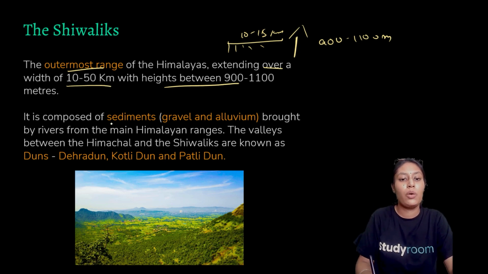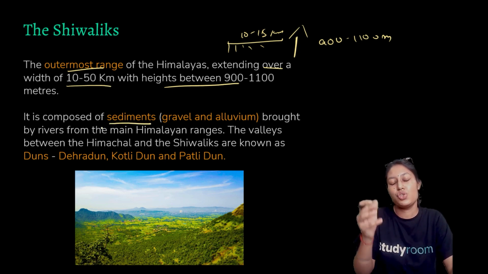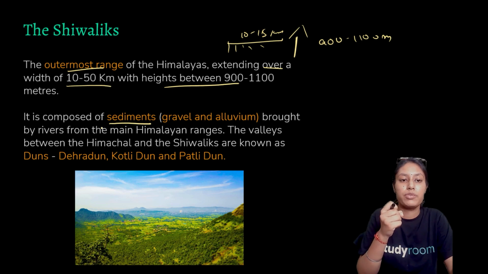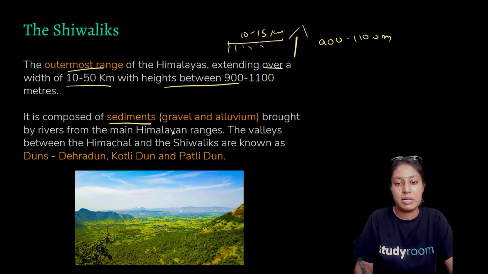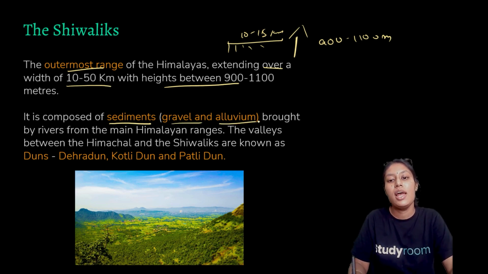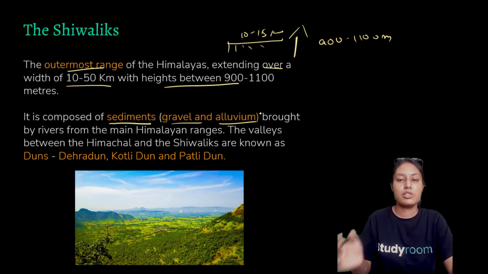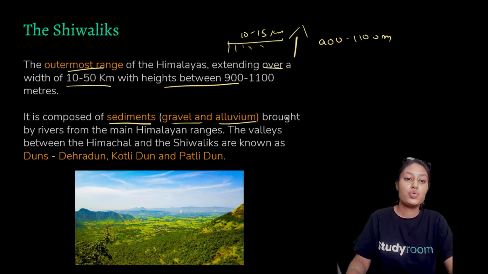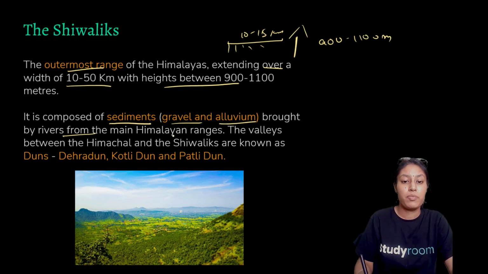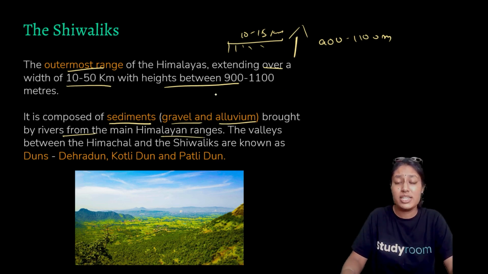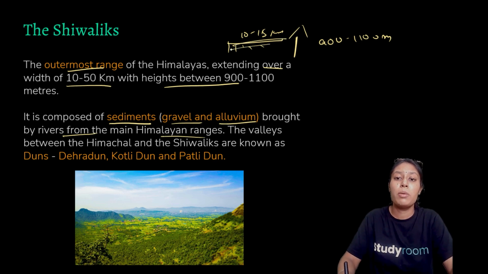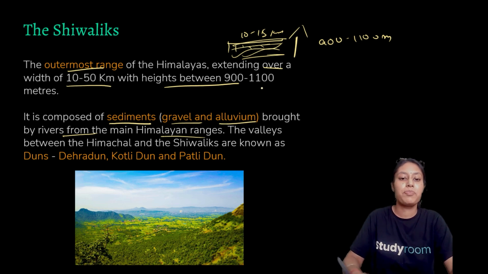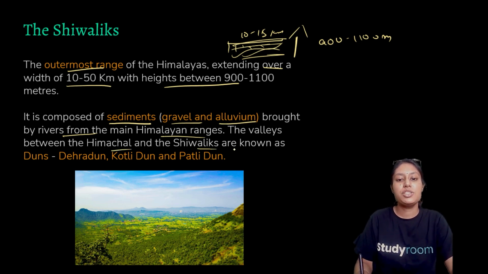Now, the source of the Shivalik ranges: sediments including gravel and alluvium. So it is composed of these two sediments, which were brought by rivers from the main Himalaya ranges. Obviously it will be brought by rivers, because this is the lower part where it connects with the rivers.